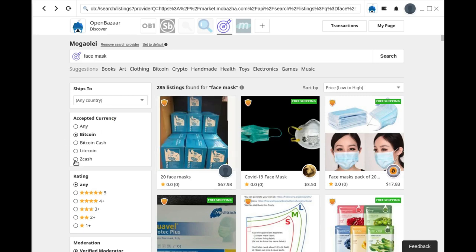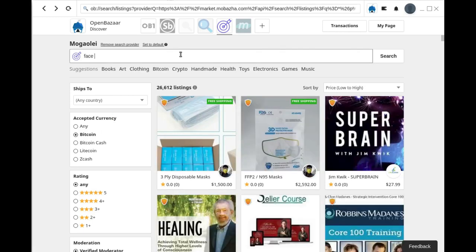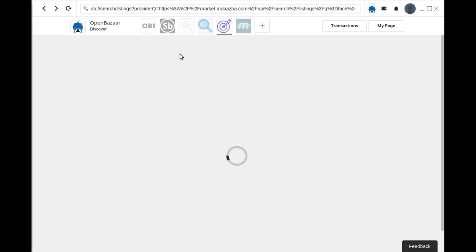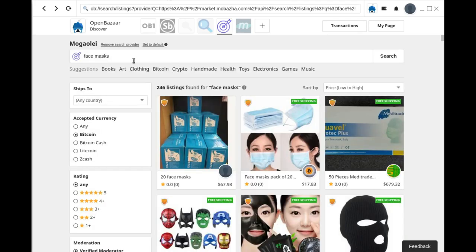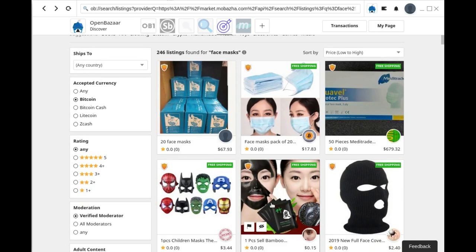With those caveats out of the way, let's take a look at what OpenBazaar looks like right now. Let's start out by searching for face masks. We see that this search engine finds 246 listings for face masks. Now, not all of these are going to be what we're looking for. There's going to be things like beauty products or Halloween masks as well. But let's take a look at the ones that are surgical masks or something that can prevent the spread of the coronavirus. Here's a pack of 20.